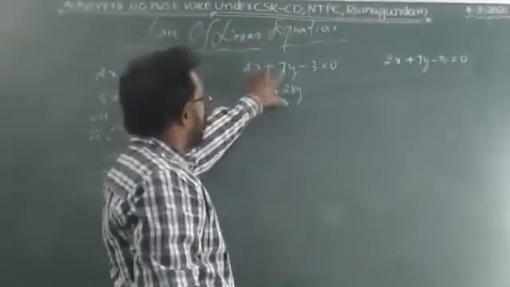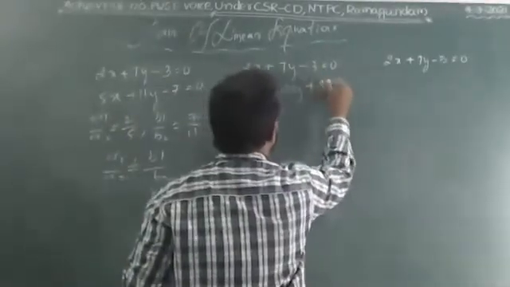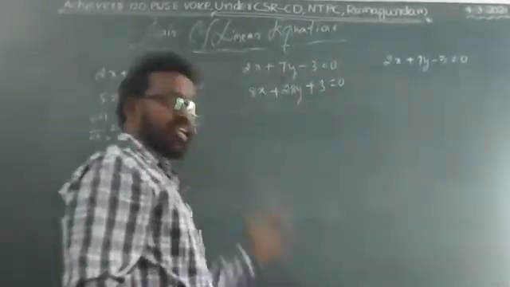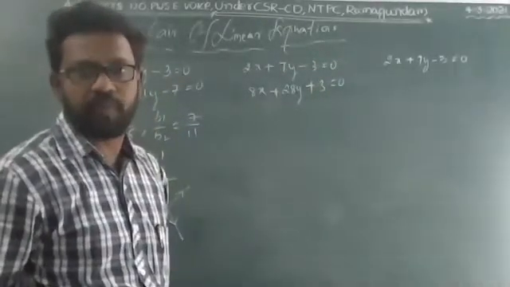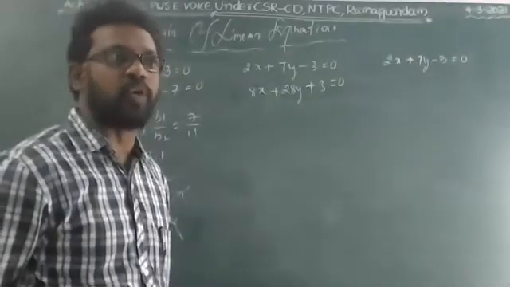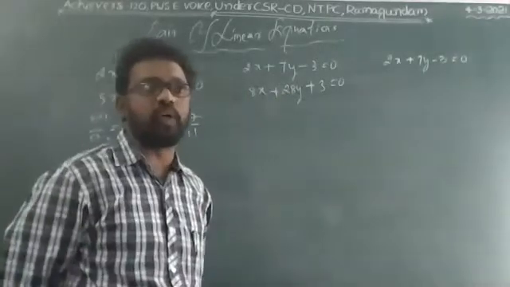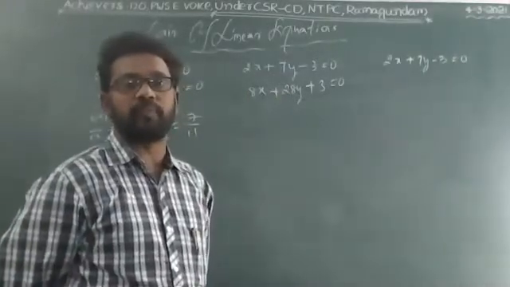4 2s are 8, 4 7s are 28. That's it. Here you can take even plus 3, or minus 3 also. No issues, whatever it is, you can go with that. So that gives 8x plus 28y plus 3 equal to 0.